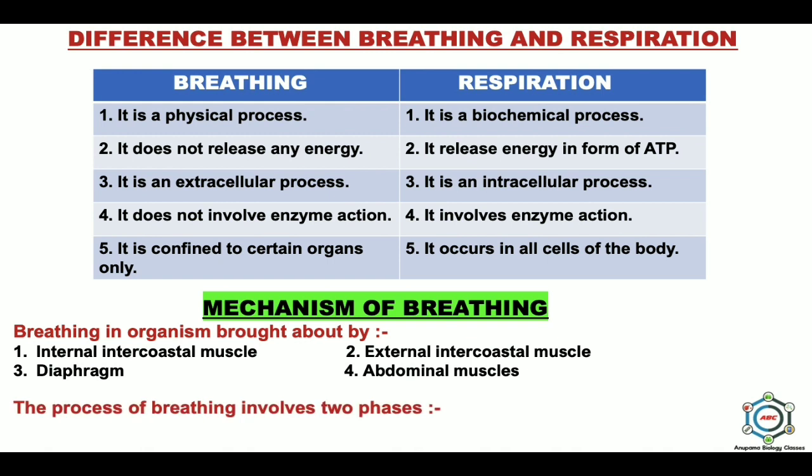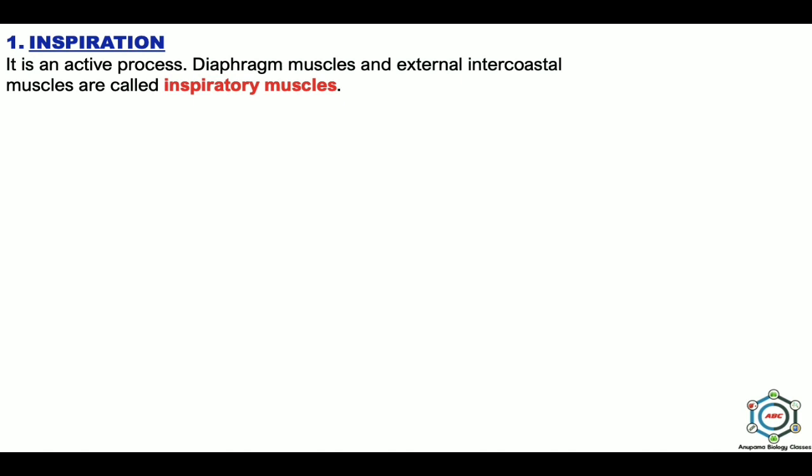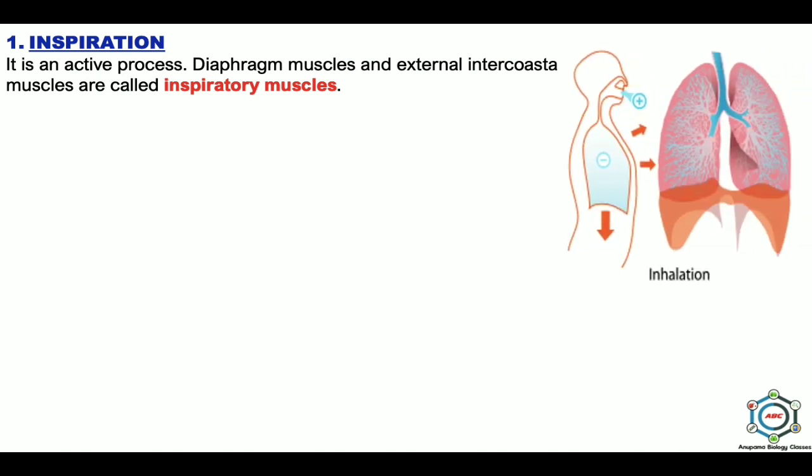Now, the process of breathing involves two phases. The first one is inspiration or inhalation, and the second is expiration or exhalation. First, inspiration. Inspiration is an active process, which means it needs energy for muscle contraction. It is the inhalation of air into the lungs and is brought about by the chest expanding. Diaphragm muscles and external intercostal muscles are called inspiratory muscles. You can see the picture.